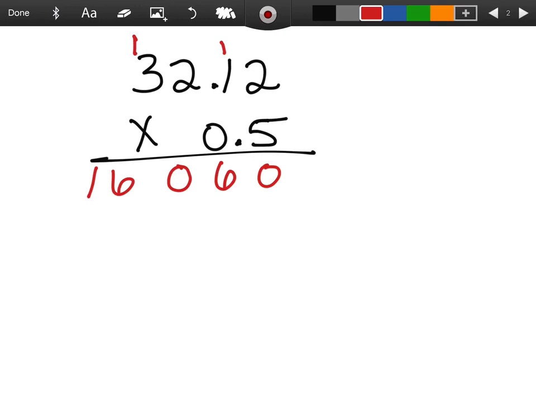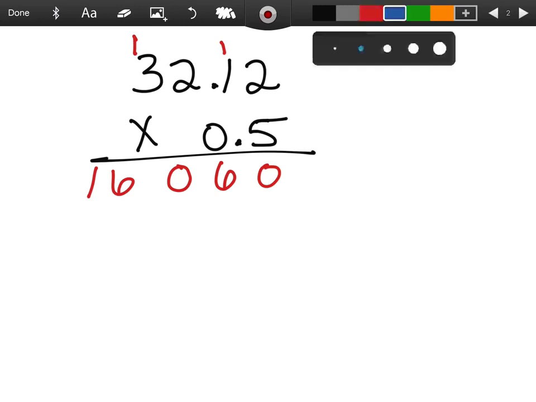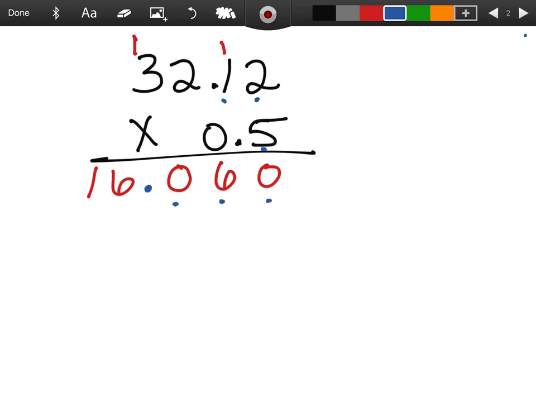So here's where a lot of people make the mistake. They just say, oh, good, I'm done. Okay, so here's where it gets a little bit tricky when multiplying decimals. I need to look and see how many numbers are to the right of my decimals in my problem. So I have 1, 2, 3 numbers to the right of the decimal, which means in my answer, I need to have the same amount of numbers to the right of my decimal. So I'm just going to count 1, 2, 3, and my decimal is going to go right there.